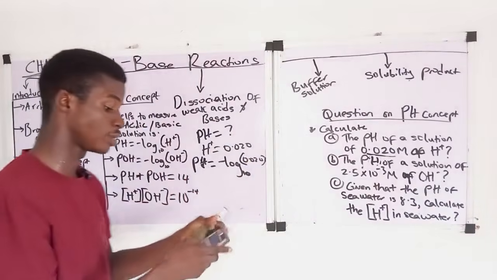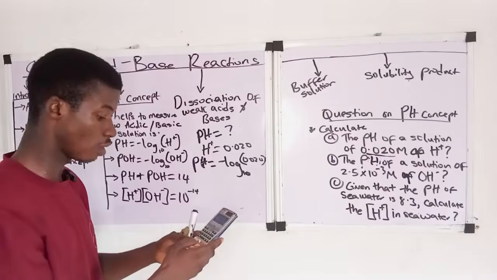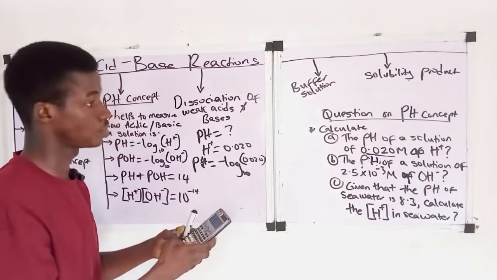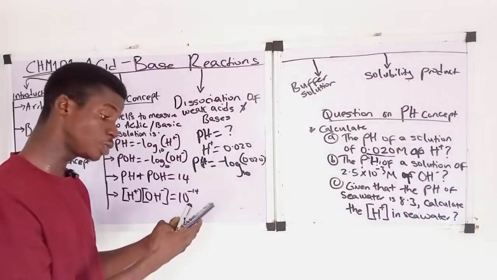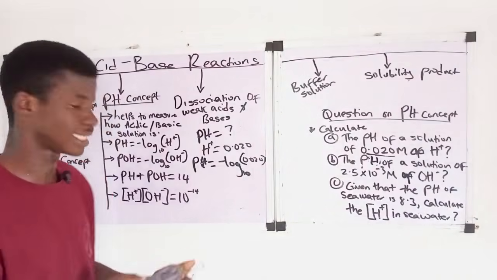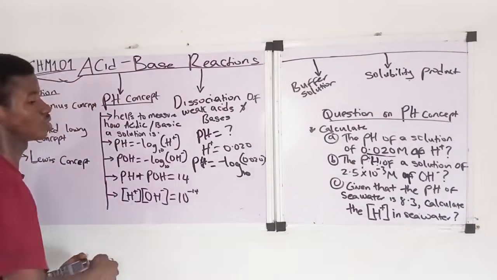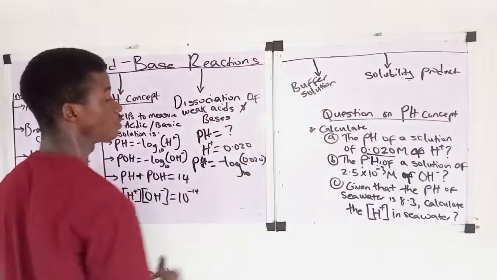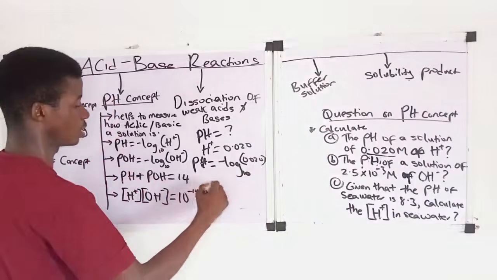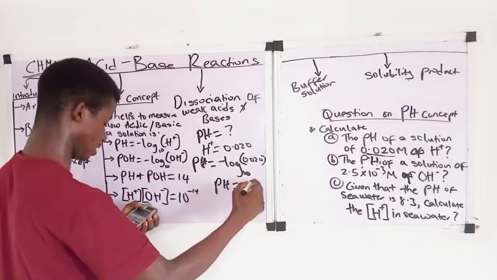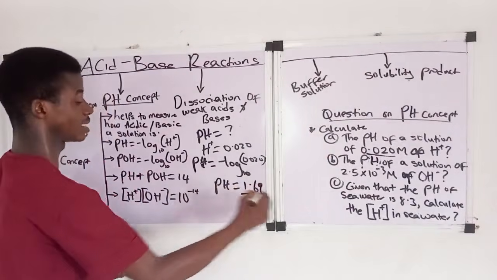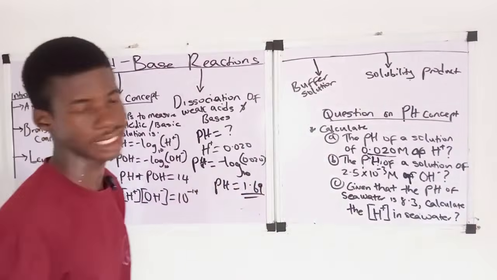If we solve it on the calculator, negative log of 0.020, you will get 1.69. So the pH of this solution is 1.69. That tells you that the solution is very, very acidic.